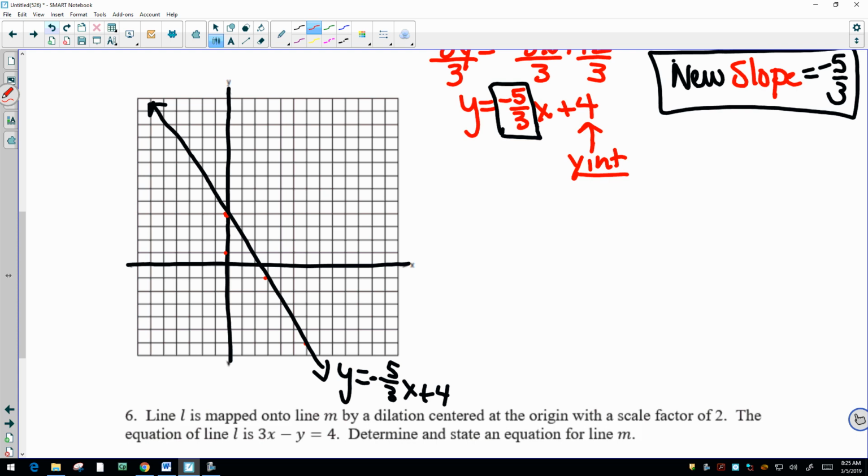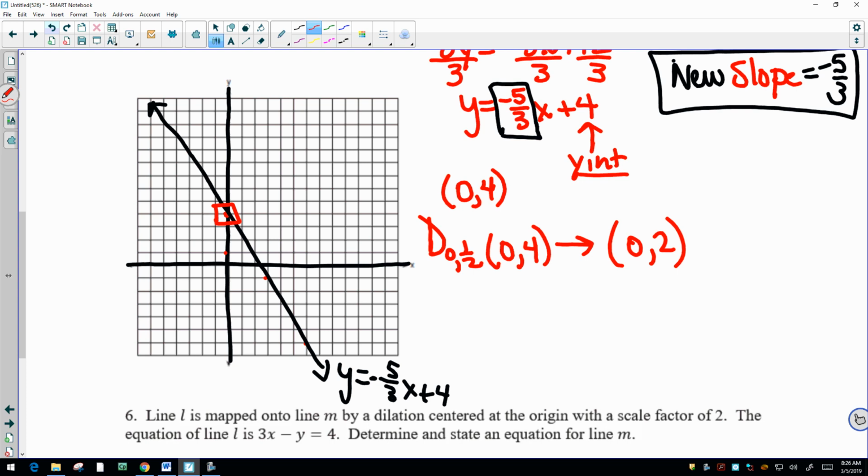So what do I do? Okay, well, let's think about this. This y-intercept, that's a coordinate. Just like we did with all those other coordinates on the front of the page. I could take that coordinate and I could say, well, that's my location 0, 4. But our scale factor here is the scale factor of 1/2. So if I did a dilation centered at 0 with the scale factor of 1/2 on the coordinate 0, 4, my new location, multiply everything by 1/2, would be 0, 2. This is your new y-intercept.